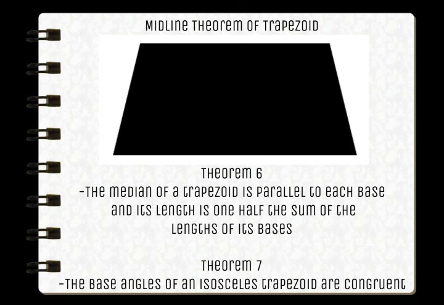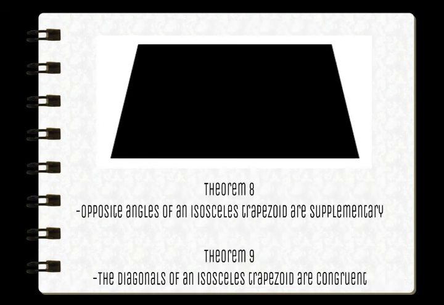Theorem 7. The base angles of an isosceles trapezoid are congruent. Theorem 8. Opposite angles of an isosceles trapezoid are supplementary. Theorem 9. The diagonals of an isosceles trapezoid are congruent.